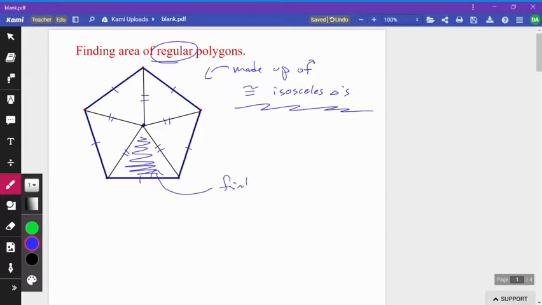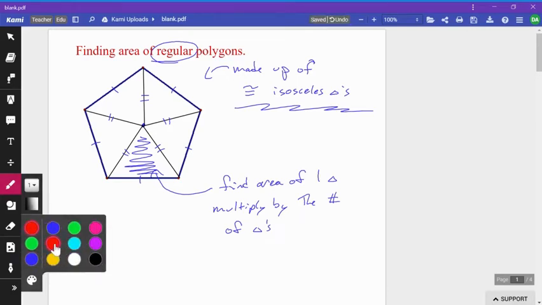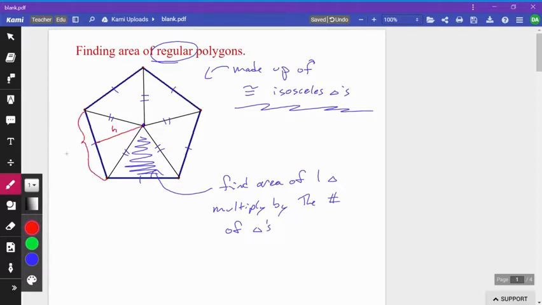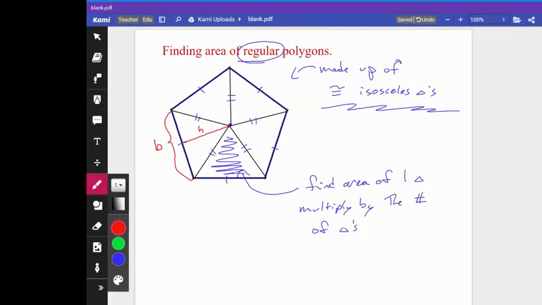So if I want to find the area, what I can do is find the area of one triangle and then multiply by the number of triangles. So remember, all I need for a triangle is a base and a height that are perpendicular to each other. So here would be the height, this would be the base, and all I would need to do is figure out the area of this one triangle and then multiply by how many triangles actually make up the shape.